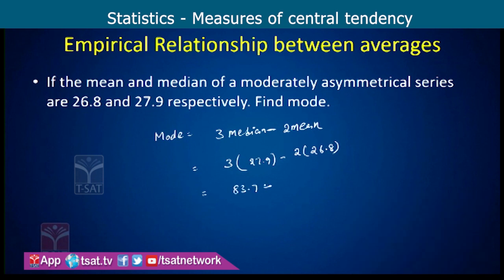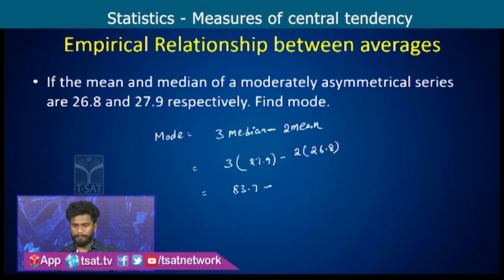Which will be equal to 83.7 minus 53.6, which should be equal to 30.1. So this is the mode.